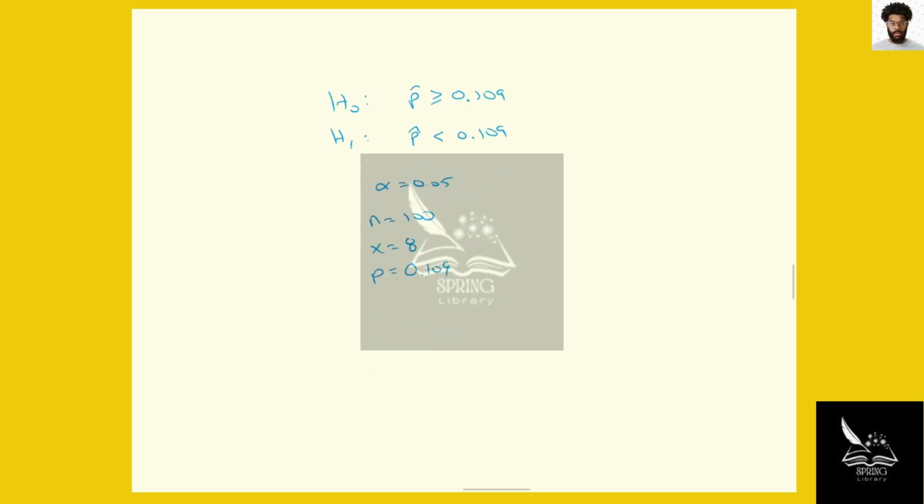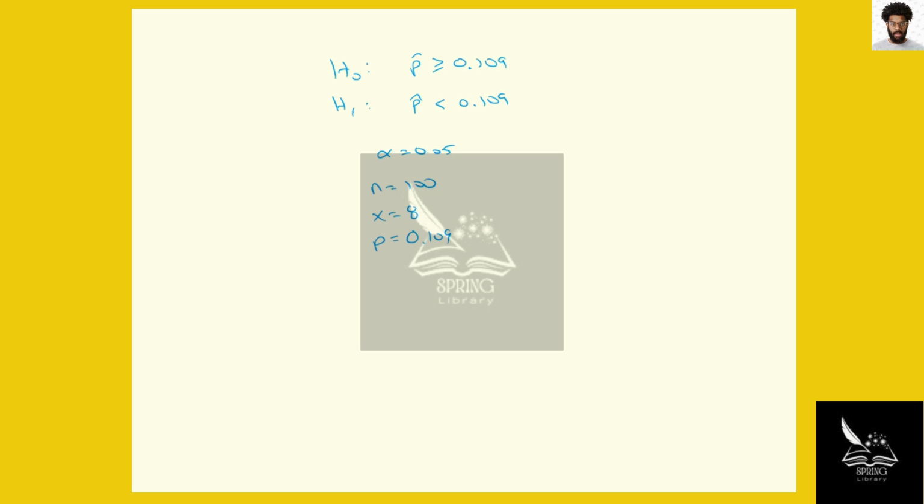To conduct the hypothesis test, we'll calculate the test statistics, which will be a z-score and a p-value. The z-score is calculated as x minus np over the square root of n times p times 1 minus p. And so that would be 8 minus 100 times 0.109 over the square root of 100 times 0.109 times 1 minus 0.109.